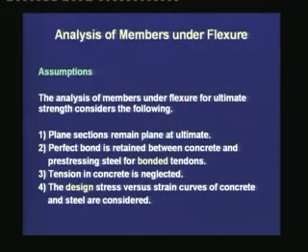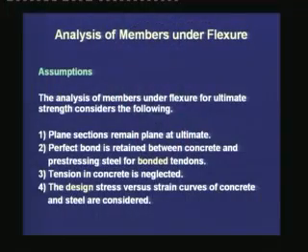Next, we are moving on to the assumptions of the analysis at ultimate strength. The analysis of members under flexure for ultimate strength considers the following. First, plane sections remain plane at ultimate. This is the Bernoulli's hypothesis, which is the basic assumption in flexural analysis. The second is the perfect bond is retained between concrete and prestressing steel for bonded tendons. That means we assume a strain compatibility between the concrete at the level of the steel and the prestressing tendon till the failure of the member.